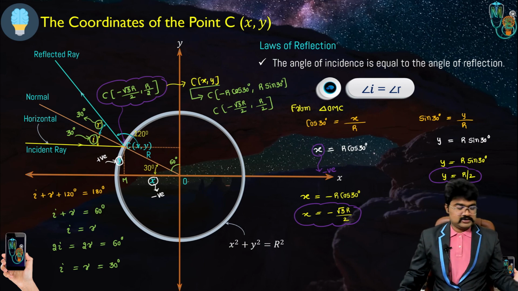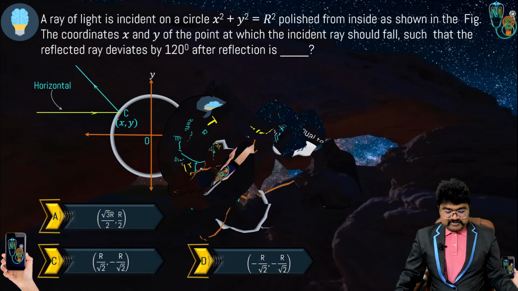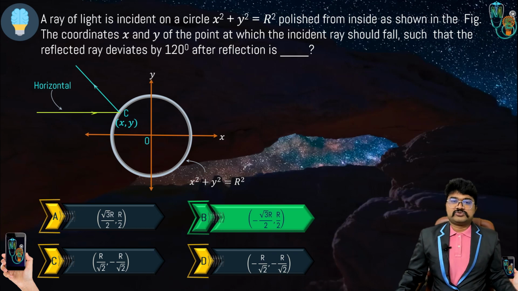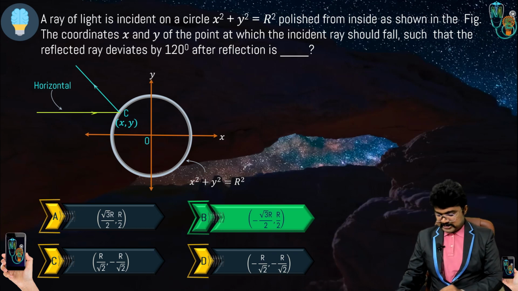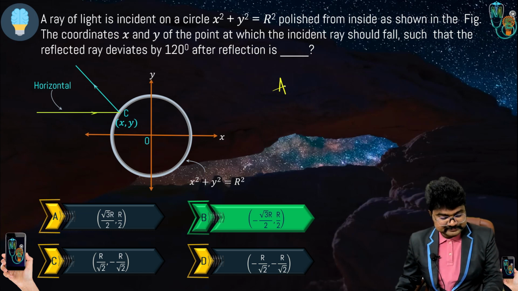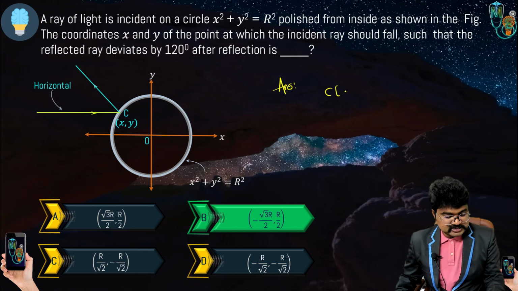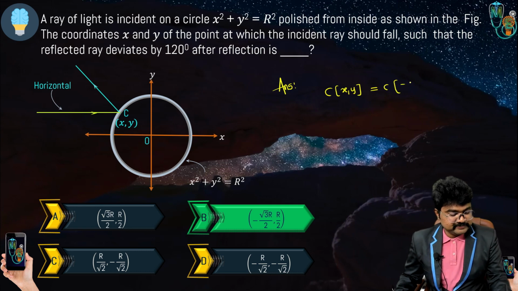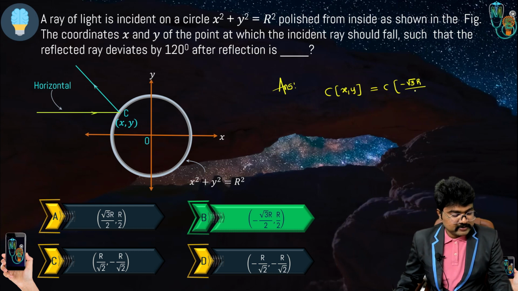Yeah, very simple problem. What is the final answer to this question? Minus root 3 R by 2 comma R by 2. What is the final answer to this question? Here C (x, y) would be C minus root 3 R by 2 comma R by 2.